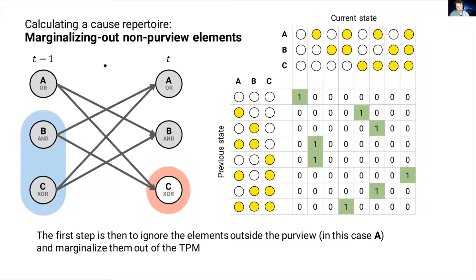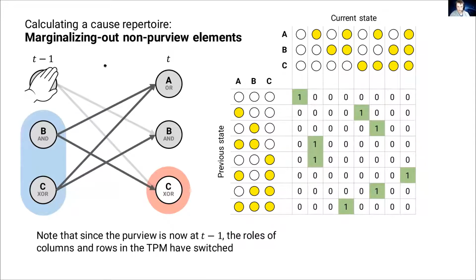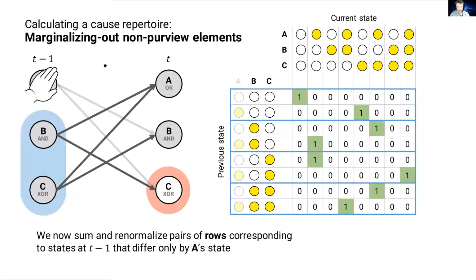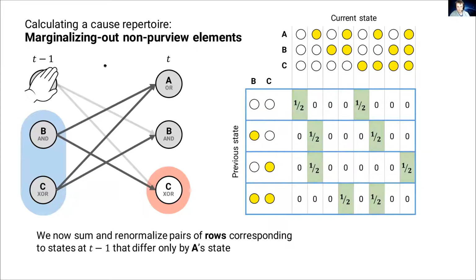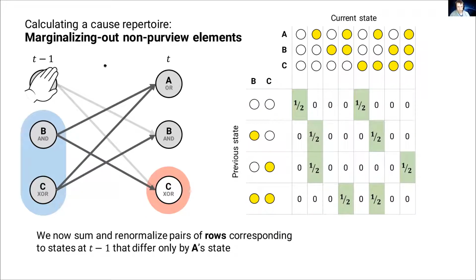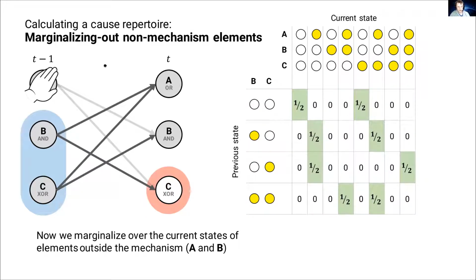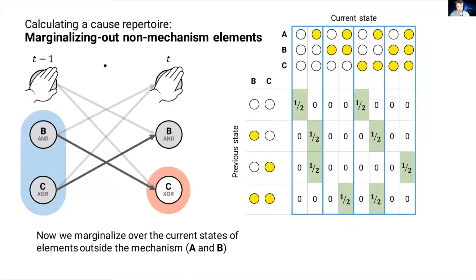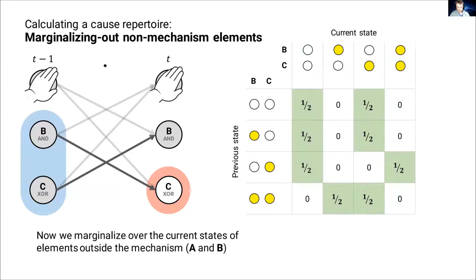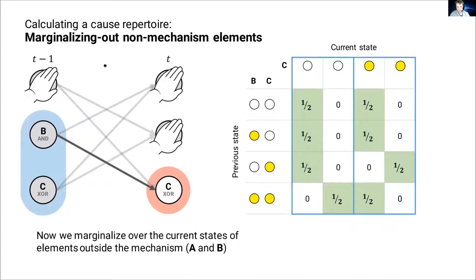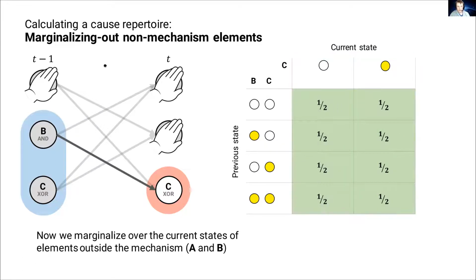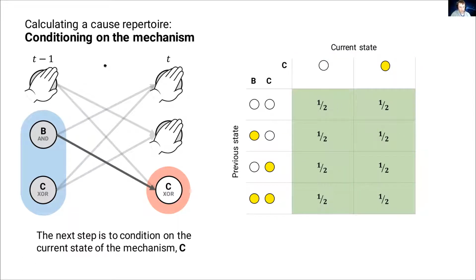And again, we want to first marginalize out the elements outside of the purview. So we marginalize out A, as we've done before. And we renormalize. Then we marginalize out the elements that aren't part of the mechanism. So first A, and then B. And then we condition on the current state of the mechanism being in the off state.